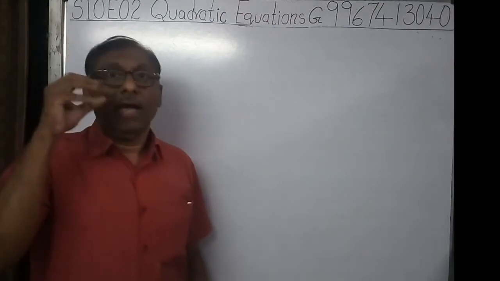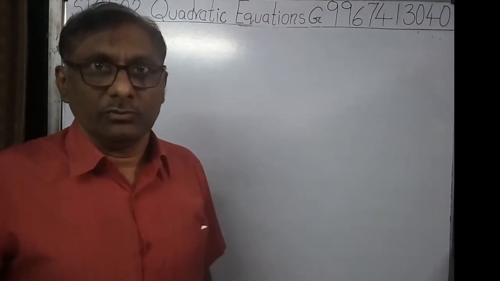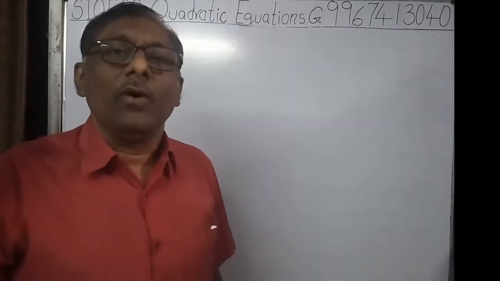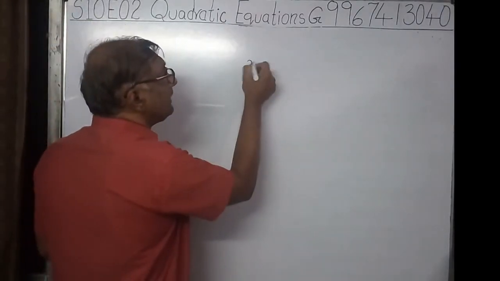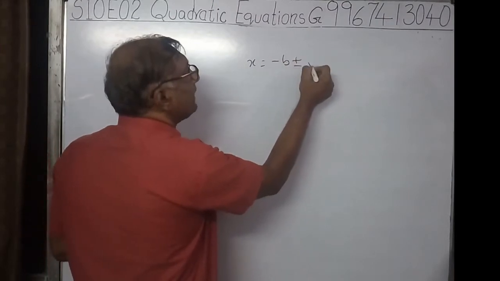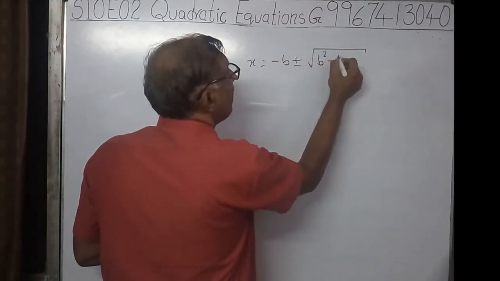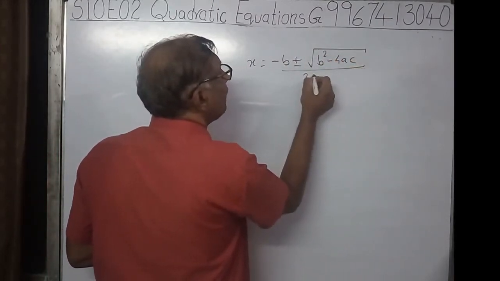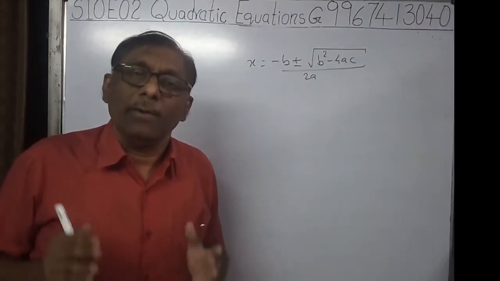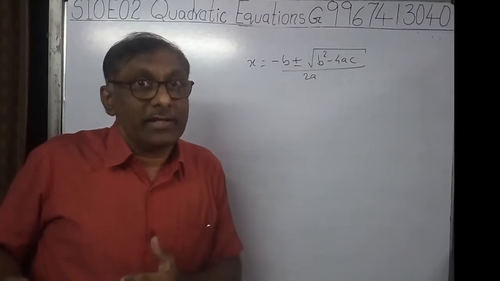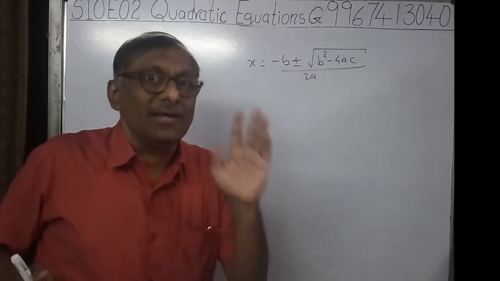Okay, now as you learned in the last episode, the formula method of solving quadratic equations, the formula was x is equal to minus b plus minus square root of b square minus 4ac upon 2a. What does that mean? If you solve a quadratic equation by formula method, at the end you will always get two answers, right?